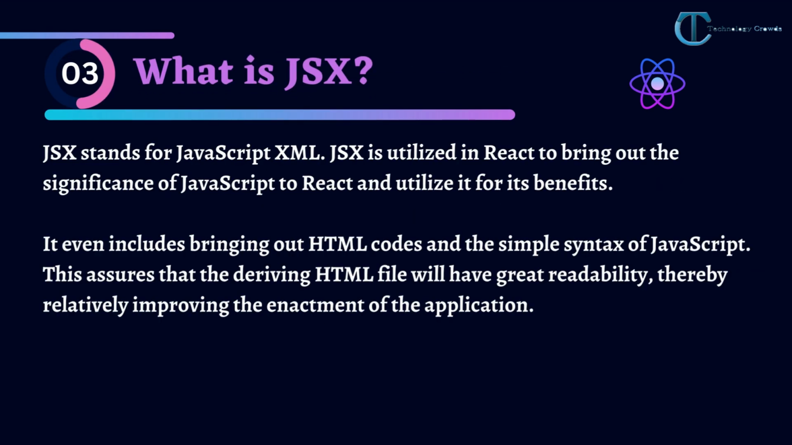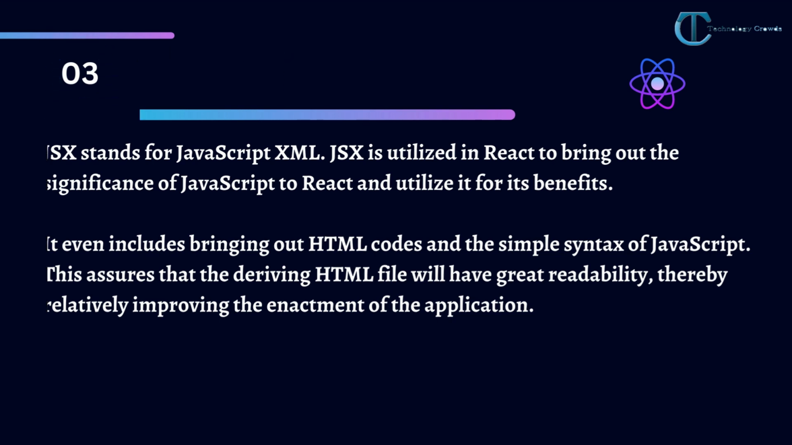3. What is JSX? JSX stands for JavaScript XML. JSX is utilized in React to bring out the significance of JavaScript to React and utilize it for its benefits. It even includes bringing out HTML codes and the simple syntax of JavaScript. This assures that the deriving HTML file will have great readability, thereby relatively improving the enactment of the application.